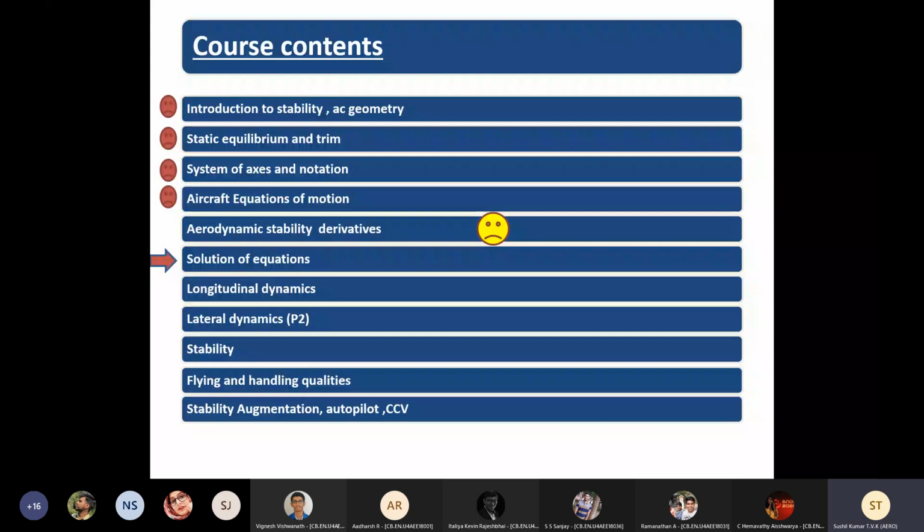Just a recap of what we have seen so far. Static stability, equilibrium and static equilibrium. Then we saw something on the system of axes and notation used in this particular book. And then we saw how to derive the 6 degree of freedom equation.